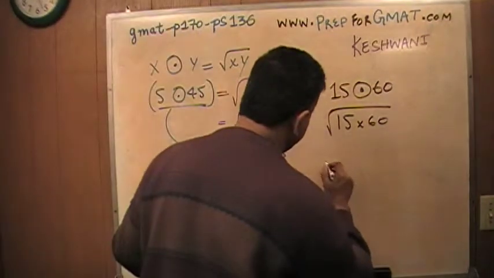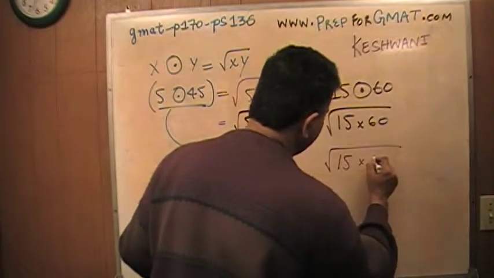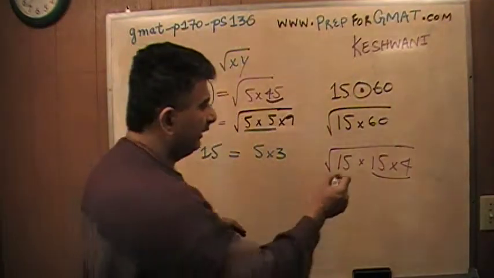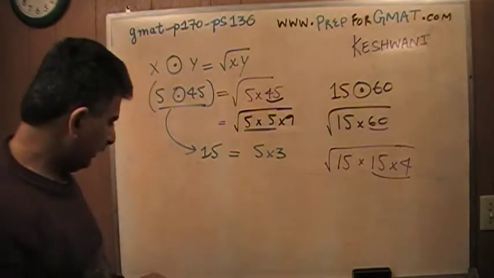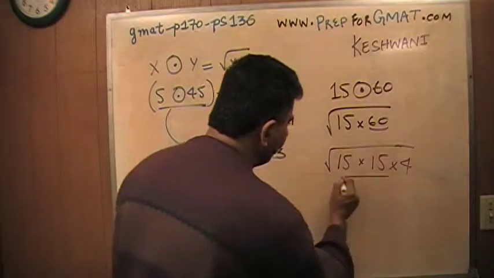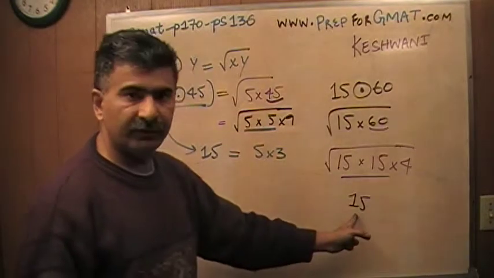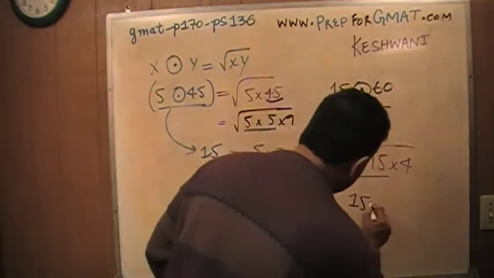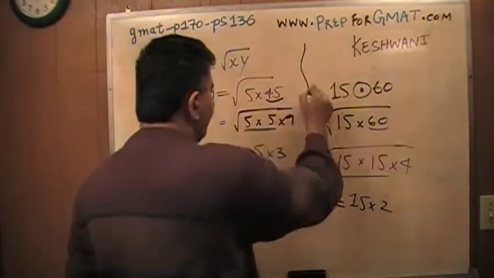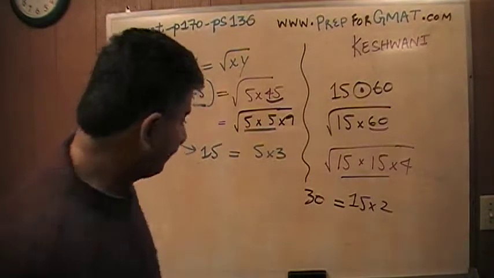Can I write 60? This is my 15 that comes from up here. Can I write 60 as 15 times 4? Of course I can. 15 times 4 is 60 right here. So now, again, one more time, I realize that the square root of 15 times 15 is just 15, and the square root of 4 is just 2. There you go. Voila. The answer is 30. The answer is 30, which is answer choice A.